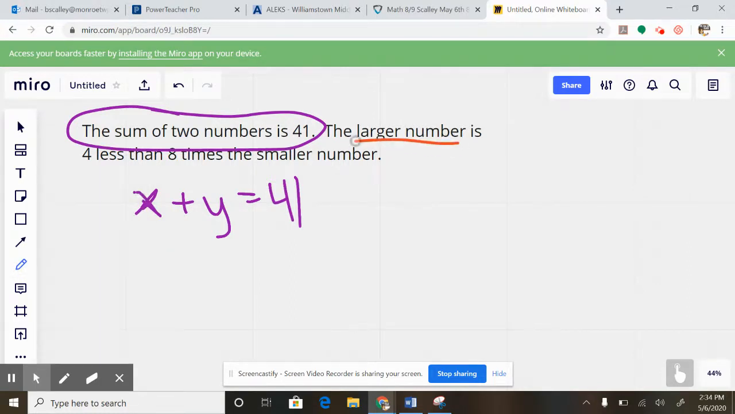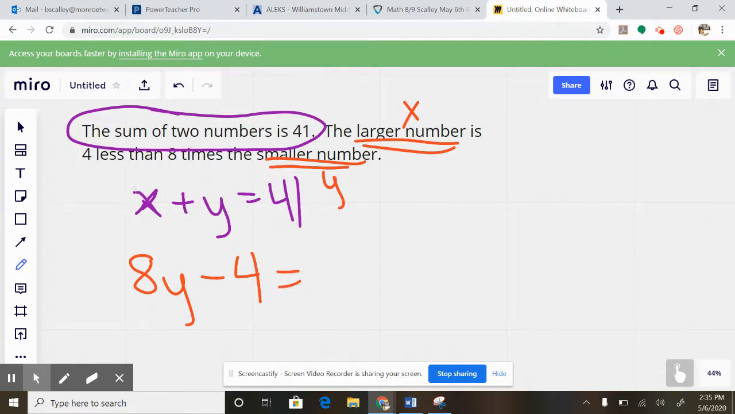So it says the larger number, I'm going to call that x, is 4 less than 8 times the smaller number, which is going to be y. So how do I write an equation that says the larger number is 4 less than 8 times the smaller number? I'm going to do that backwards. 8 times the smaller number. The smaller number is y, so I'm going to do 8 times y. But it's not just 8 times the smaller number, it's 4 less than that. So in order to do 4 less than that, I'm going to subtract 4. So 8 times the smaller number, and then 4 less than that gives me the larger number, x.